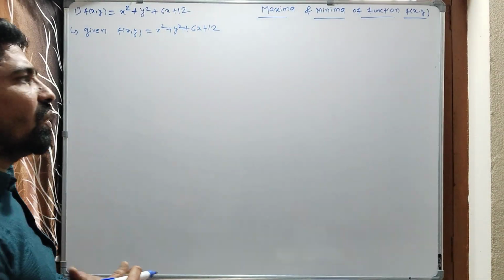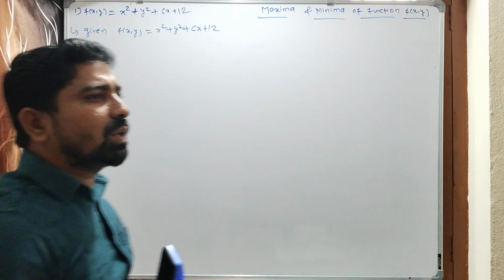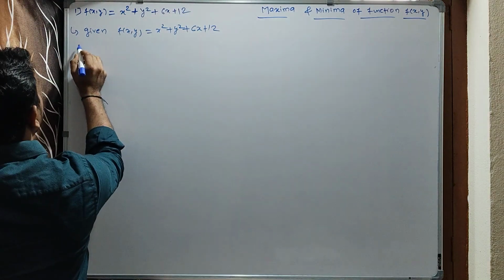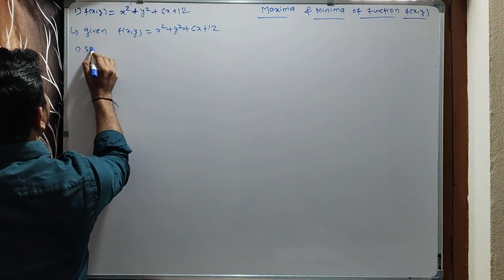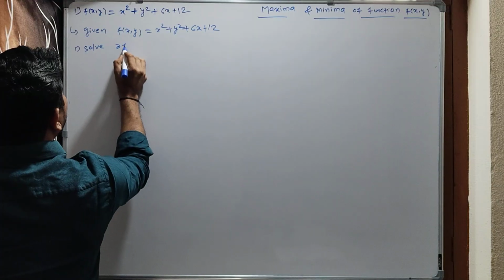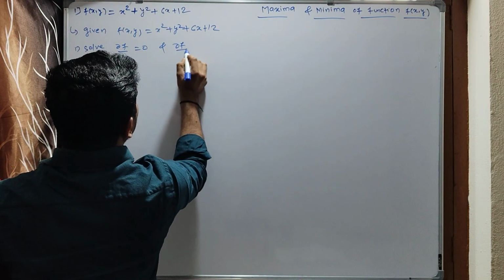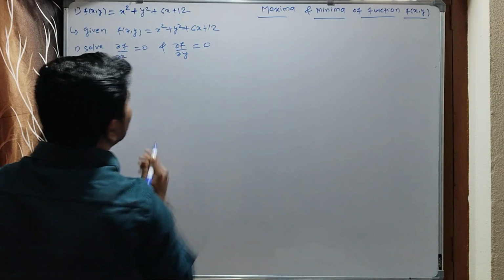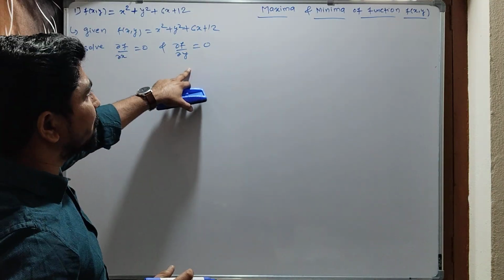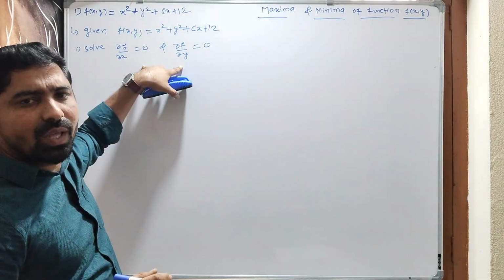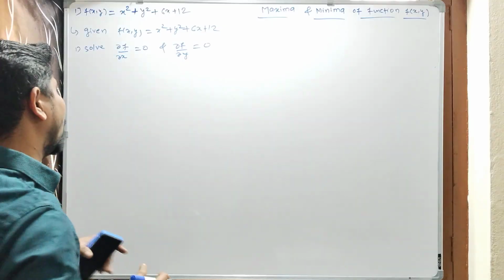First step, we have to solve the partial derivative of f with respect to x and f with respect to y. So here, solve dou f by dou x equal to 0 and dou f by dou y equal to 0. I want to solve these two equations. With the help of that, I get the pair a comma b, which is my stationary point or critical point.